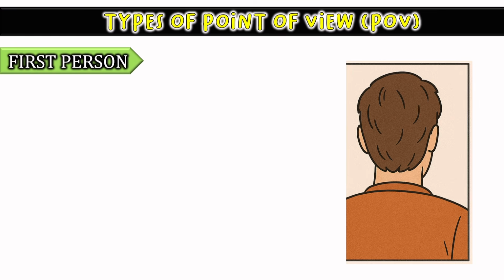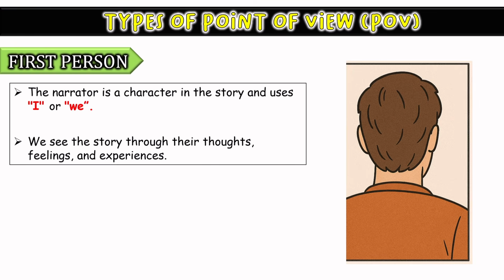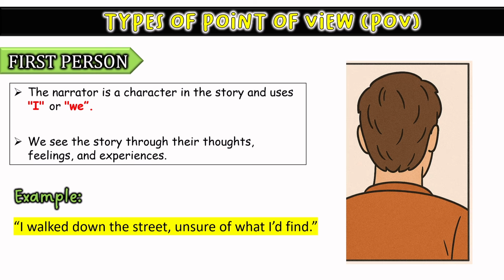First person point of view. The narrator is a character in the story and uses I or we. We see the story through their thoughts, feelings, and experiences. For example, I walked down the street, unsure of what I'd find.